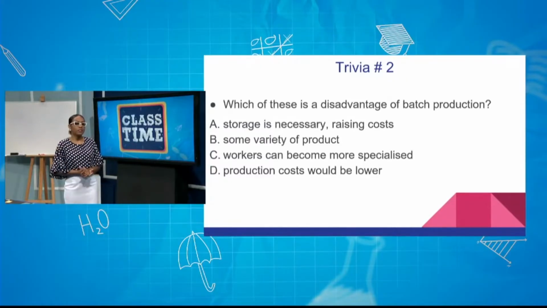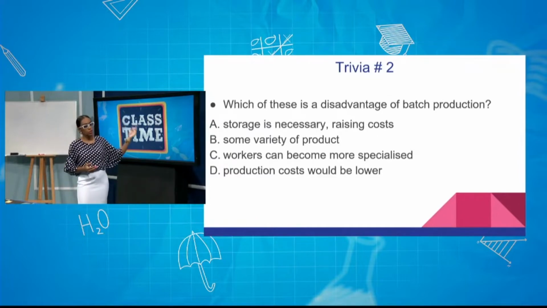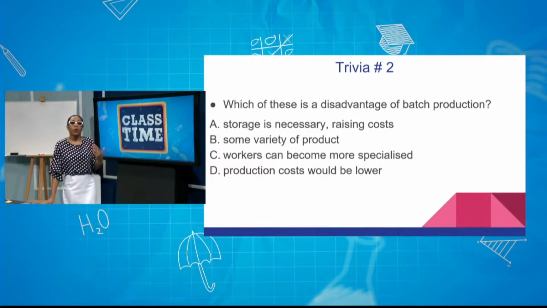Why is A the answer? Why is that a disadvantage? All right, so because for storage, as we mentioned earlier, we're going to need storage, we're going to need space for the partly finished goods that we have in stock, right? But in order for us to think about that, we're going to have to think about money because we're going to have to pay for the storage there.